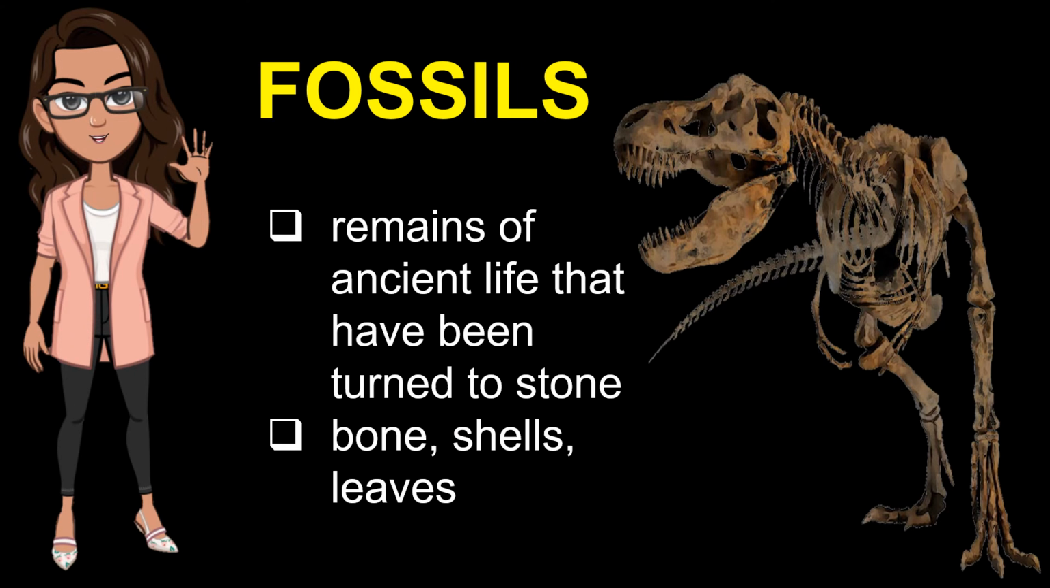This time, let's talk about fossils. Fossils, as mentioned, are remains of ancient life that have been turned to stone. It can be actual parts of plants and animals that have been turned to stone. For example, bone, shells, and leaves.